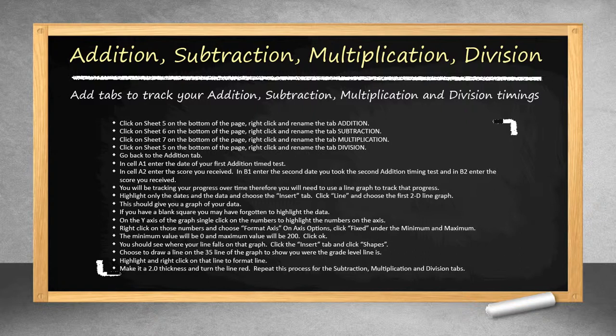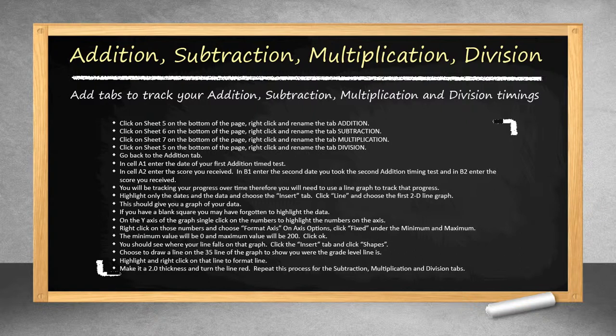Go back to the Addition tab. In cell A1, enter the date of your first addition timed test. In cell A2, enter the score you received. In B1, enter the second date you took the second addition timing test, and in B2, the score you received on that test. You will be tracking your progress over time, therefore you will need a line graph to track that progress.